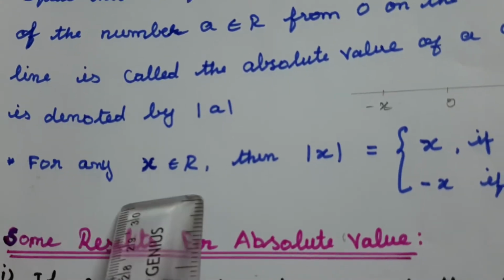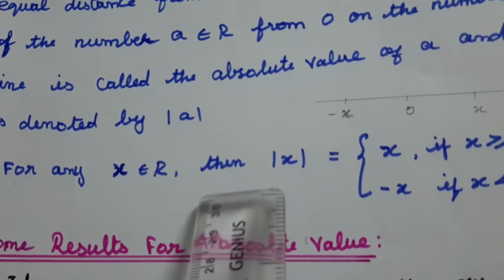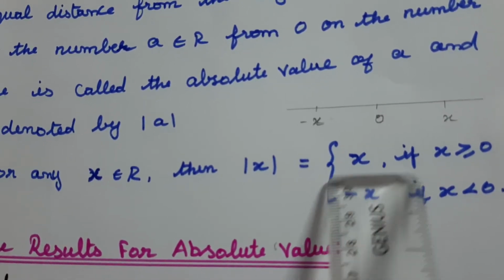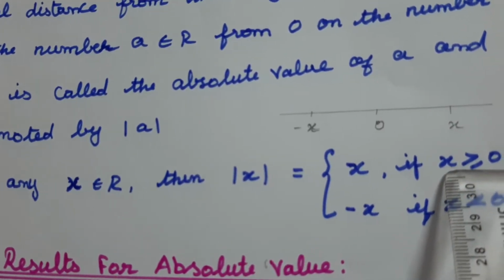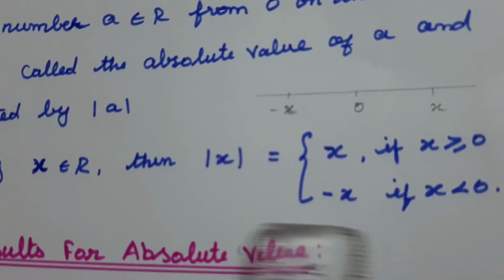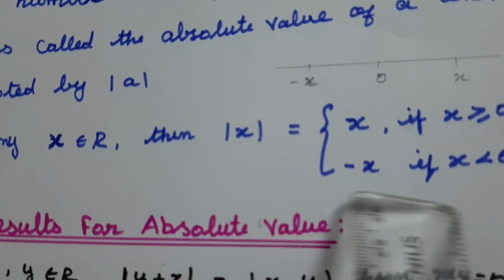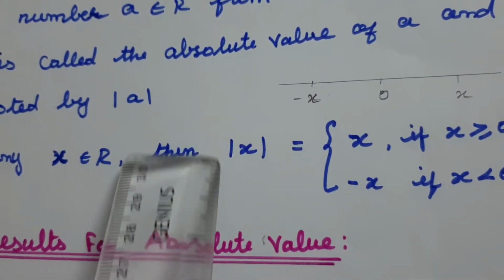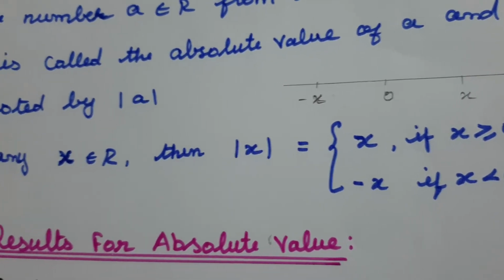For any x belongs to R, the modulus of x can be written as plus x if x is greater than or equal to 0, and minus x if x is less than 0. This is the definition of the modulus, that is, the absolute value of x. Clear? Absolute value is nothing but the modulus of x.